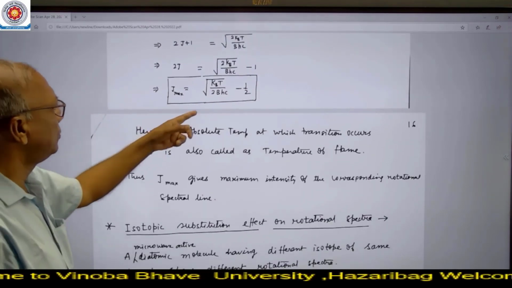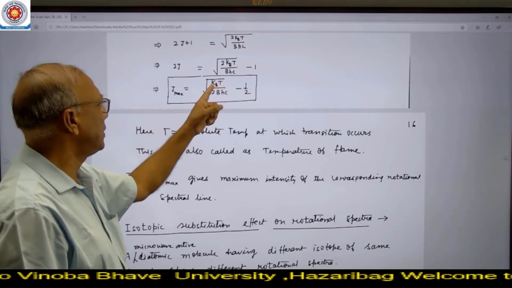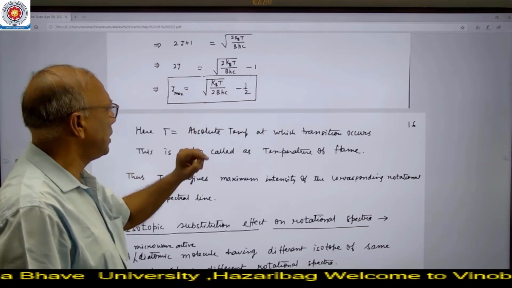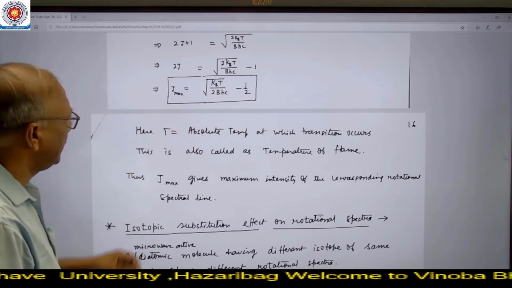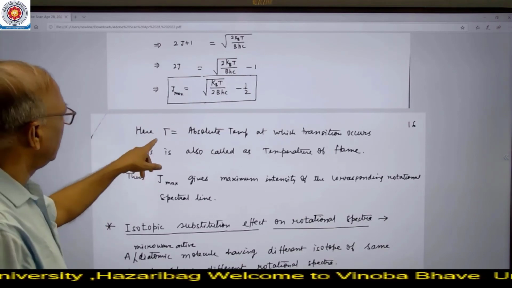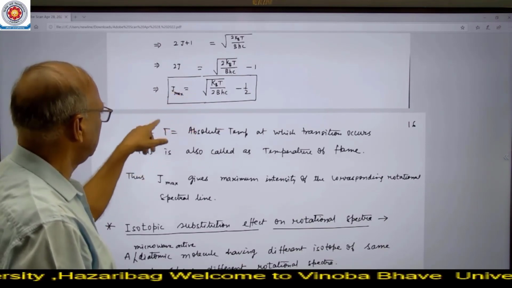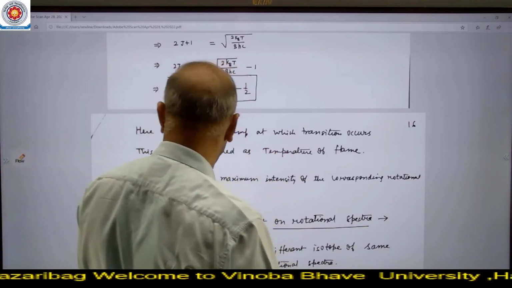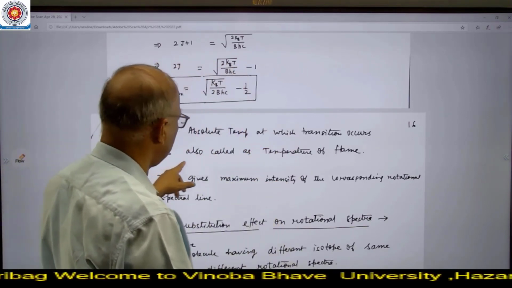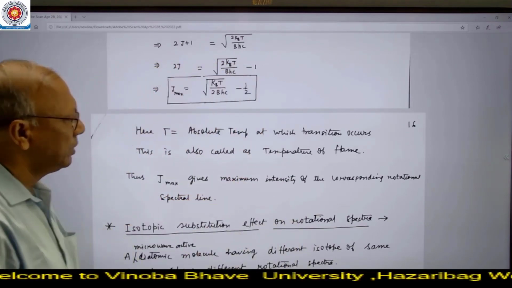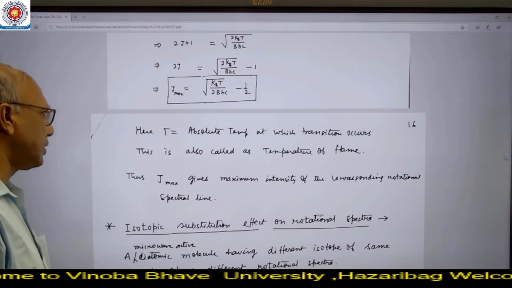We have to know the values of absolute temperature, Boltzmann constant, rotational constant, h the Planck constant, and c the velocity of light. Then we can easily calculate the value of J max. In this expression, T is the absolute temperature at which the transition is occurring, also called the temperature of the flame. J max corresponds to the maximum intensity of the rotational spectrum.